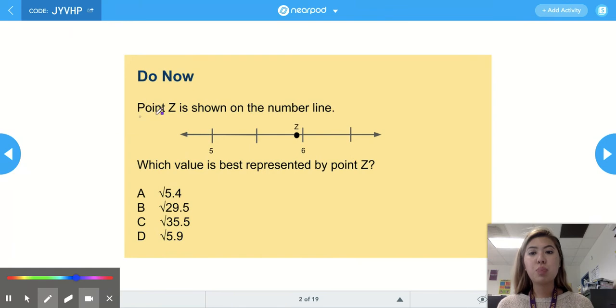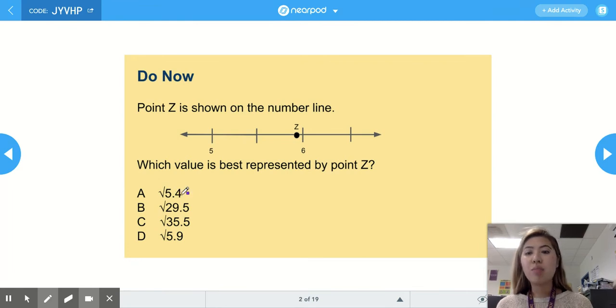The do now is: point Z is shown on the number line. Which value is best represented by point Z? Point Z is in between 5 and 6. So the best way to solve this is to find the value of each of these square roots and see if it's in between 5 and 6, and then narrow our choices down from there. The square root of 5.4 is about 2.32, so we know it's not going to be A.